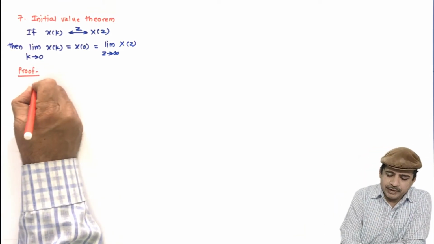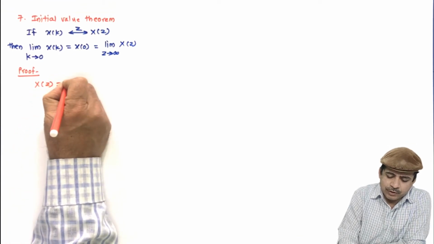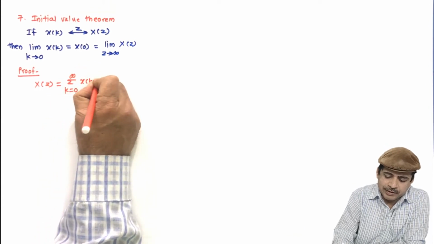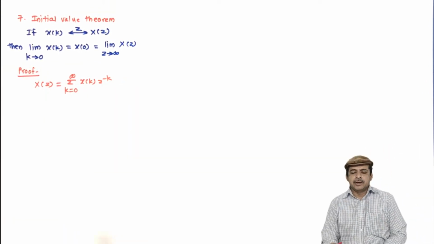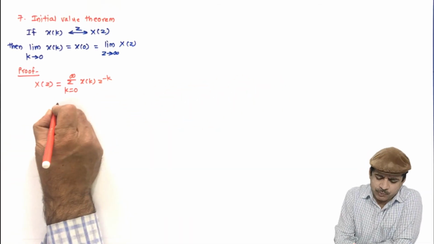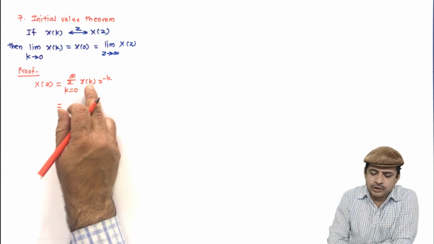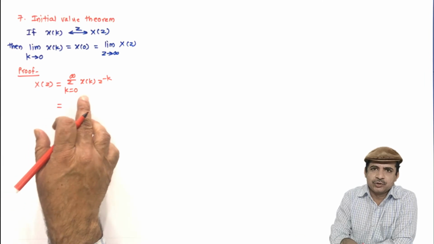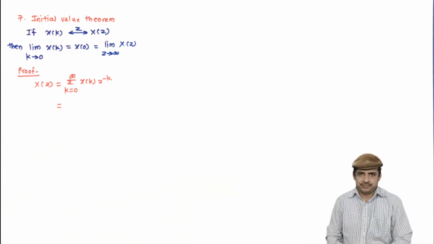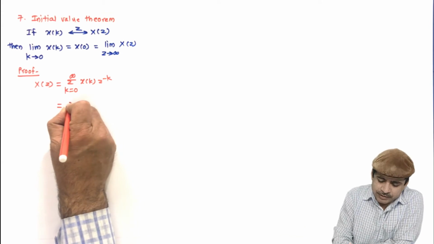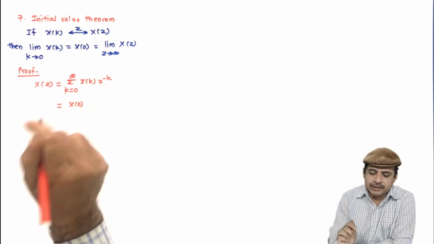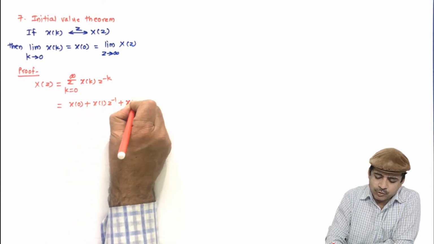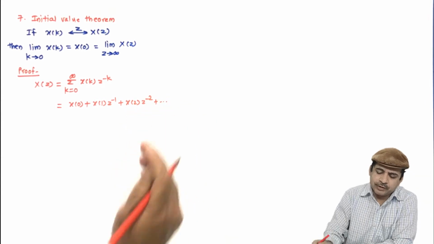Now we have X(z) equal to summation k equal to 0 to infinity x(k) z raised to minus k. And then let us expand this series. After expanding, we put k equal to 0, solve this, plus k equal to 1, solve this, plus k equal to 2, solve this, till k equal to infinity. So let us put k equal to 0. This is x(0) into z raised to 0, which is 1, plus x(1) z raised to minus 1, plus x(2) z raised to minus 2, and so on till x(infinity).